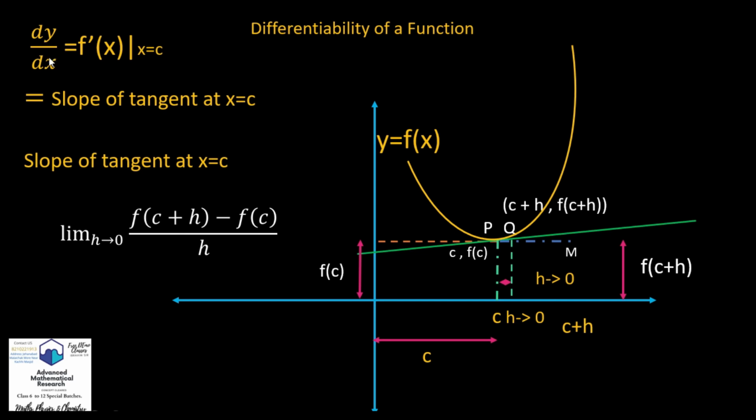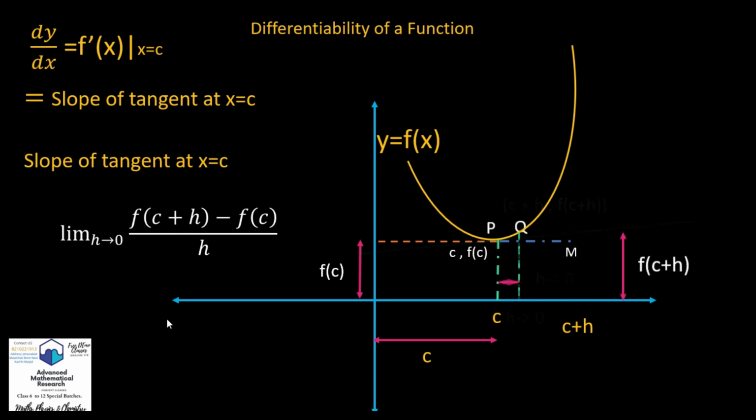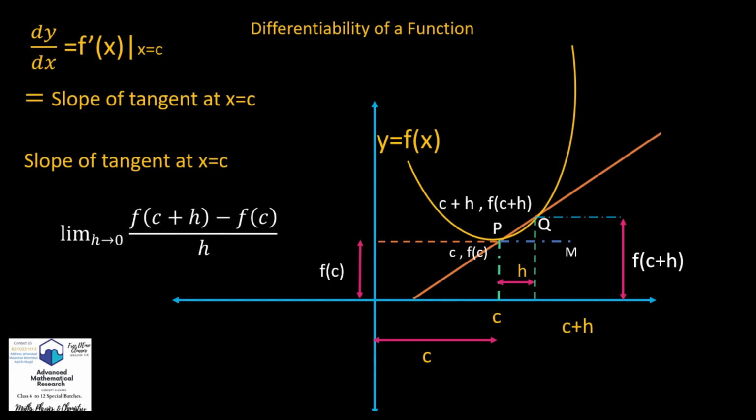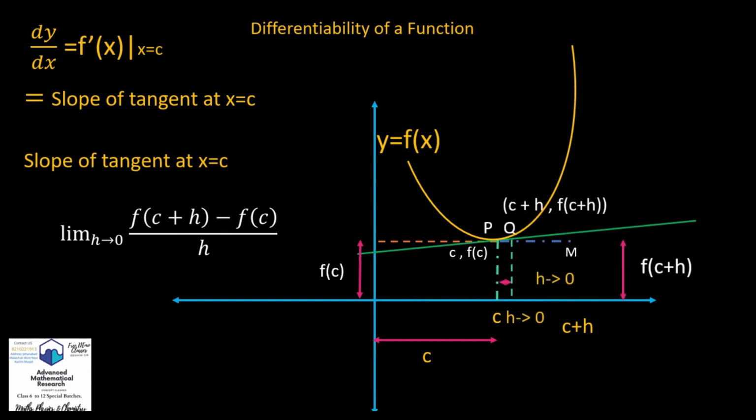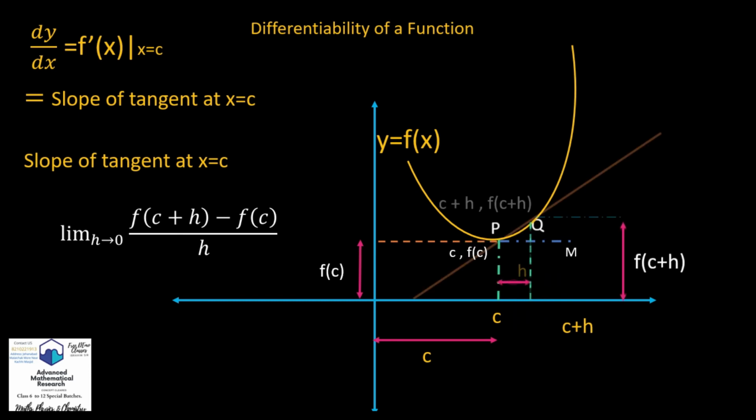So now we will define d of y upon d of x as f prime of x at the point x equal to c as f of c plus h minus f of c divided by h, where h is tending to 0. Now when h is tending to 0, the PQ line, which is the secant line, will become the tangent line. So h tending to 0 means Q is tending to P, and the secant line is becoming a tangent line.